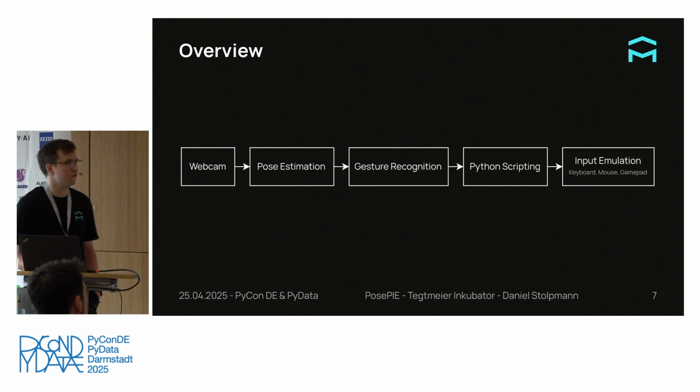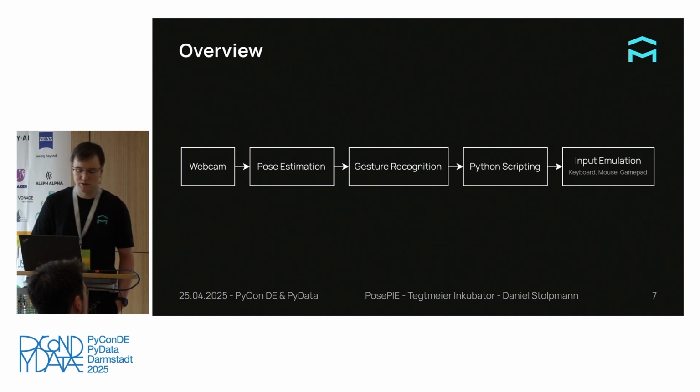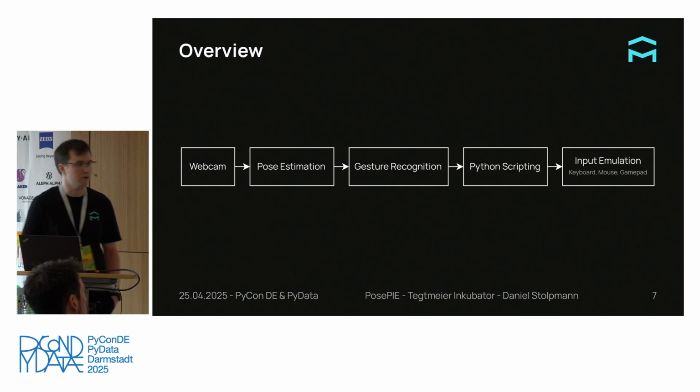Here's an overview of the architecture. We start with the image from the webcam, then we perform the pose estimation on it. Then we do some gesture recognition using some handcrafted algorithms. Then we have the Python scripting, where you can write your own script to map these gestures. And then we do the input emulation in the end.